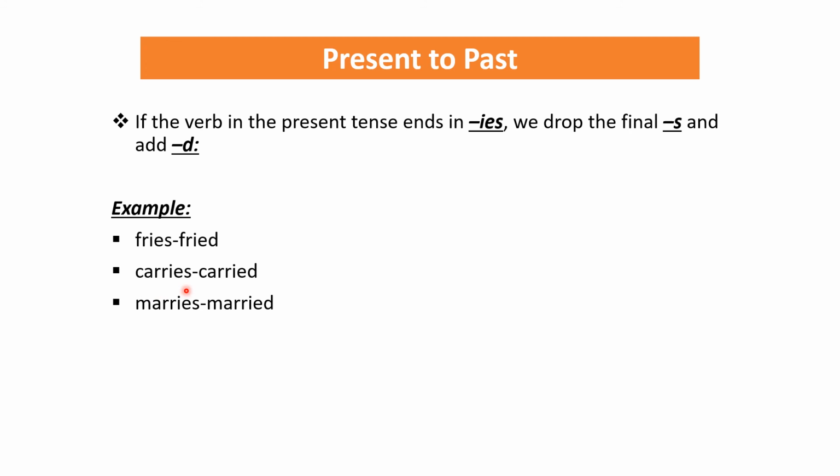Carries. Father carries heavy loads, heavy boxes. Father carries. Father carried. Now here we have only dropped the S and added D to show the verb in past tense. Same goes here. Marries has become married. I hope you have understood how we can change the present tense to past tense.